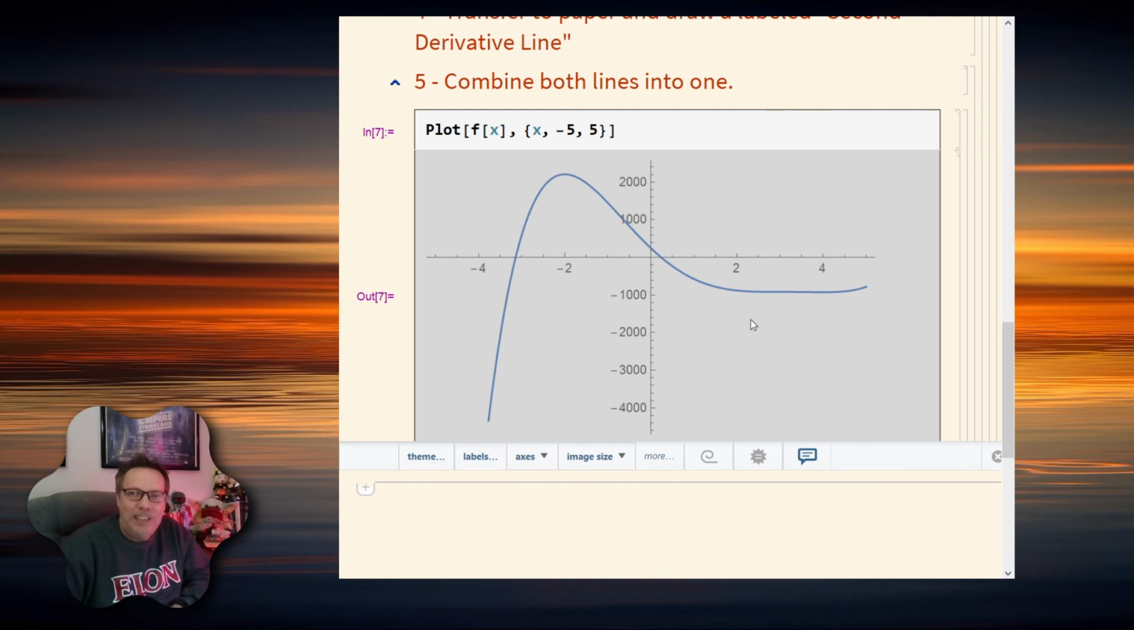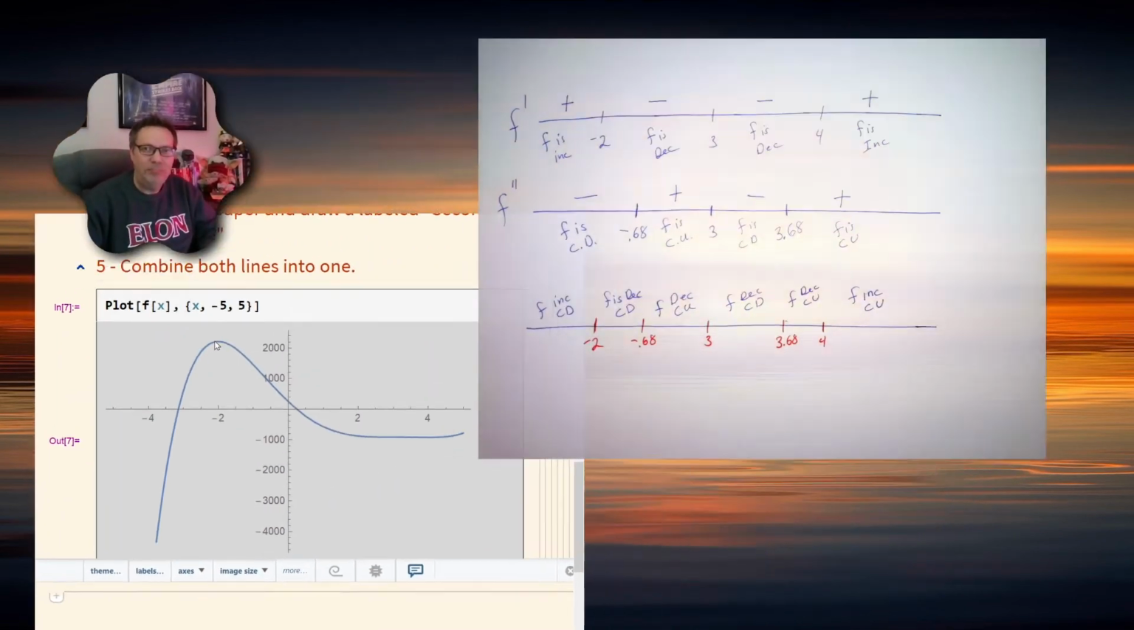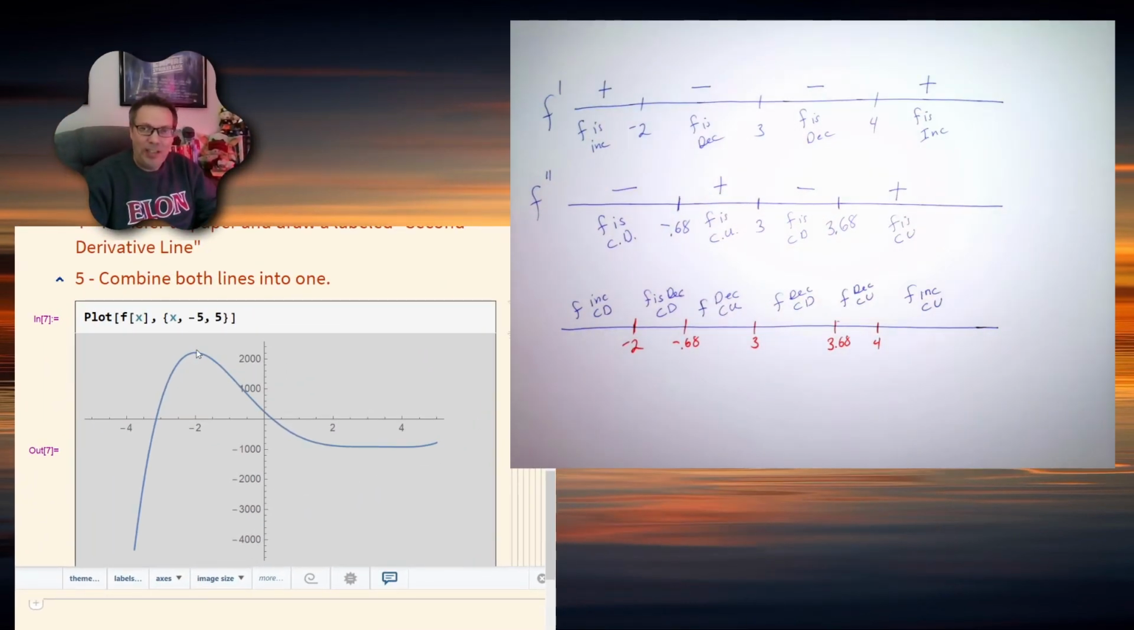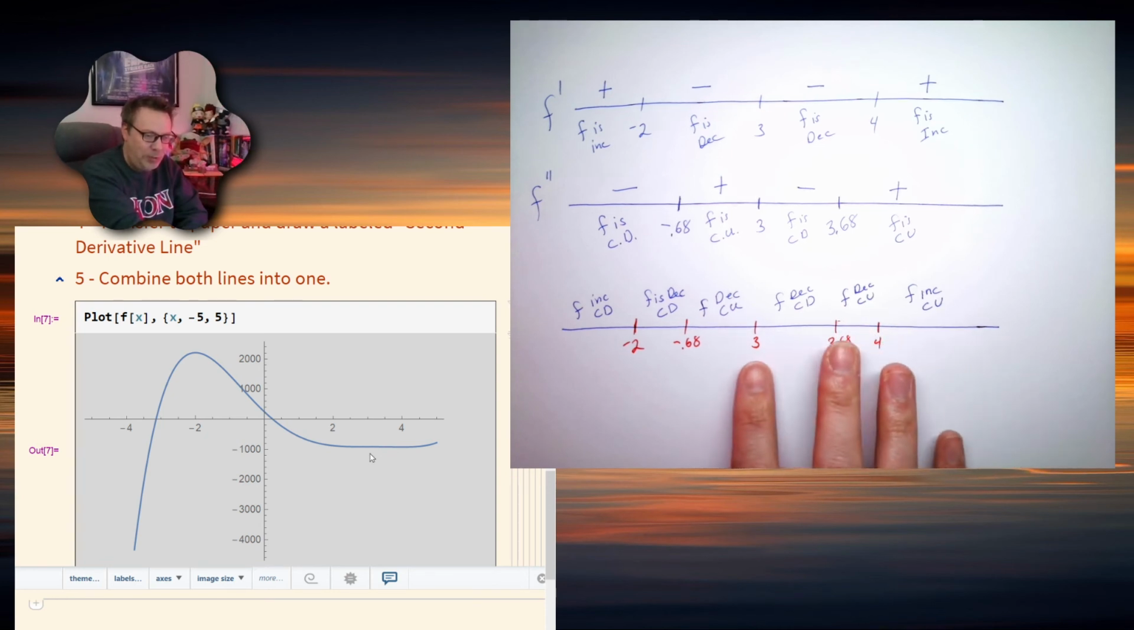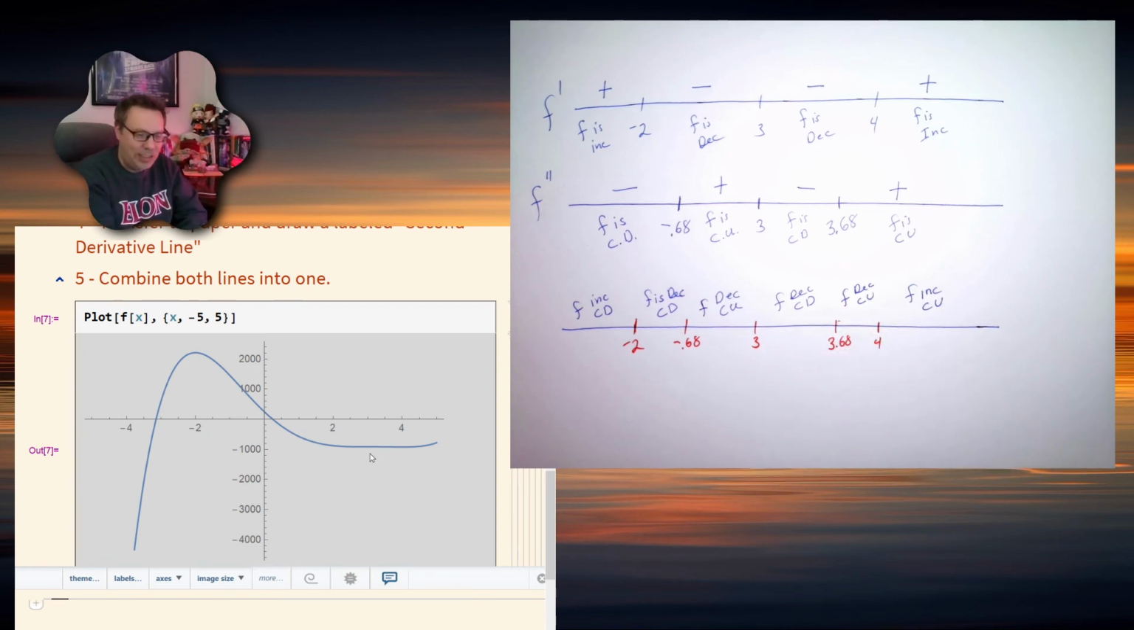And I wind up getting this. I have an increasing concave down. It goes to this maximum, goes decreasing concave down, to decreasing concave up. And this little area right here, where there's a 3 in between here, this is hard to see because these numbers are very close to each other. 3, 3.68, and 4, they're hard to see.